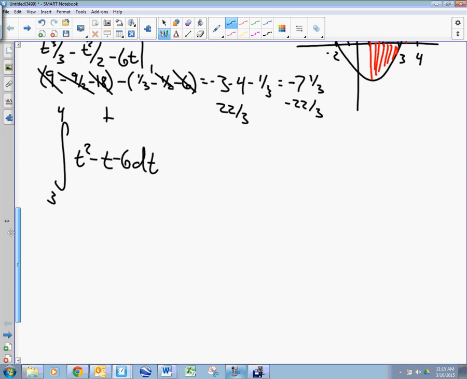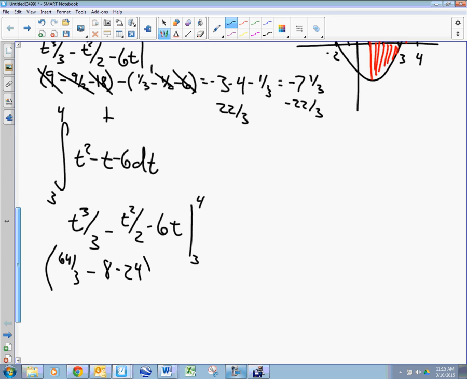Plus, now we need to do this integral. t to the third over 3 minus t squared over 2 minus 6t evaluated from 3 to 4. Plug it in. Get 64 over 3 minus 8 minus 24, minus 3 minus 9 over 2 minus 18.